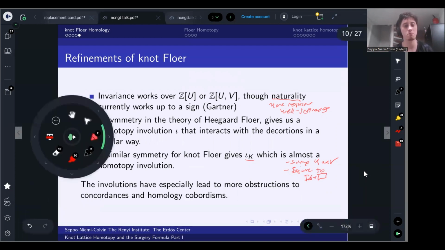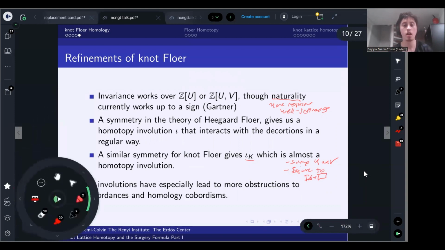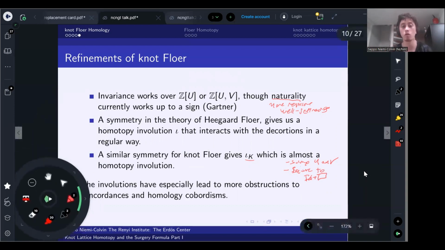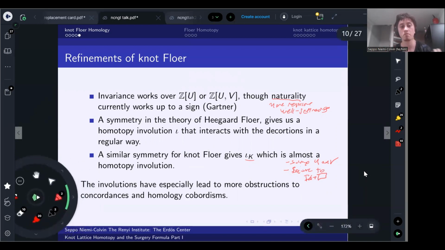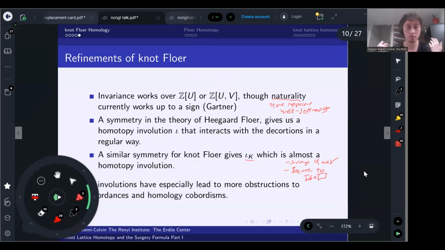These involutions are what I mean when I talk about involutive data. And these involutions have especially led to more obstructions to concordances and homology cobordisms. For example, it's with the three-manifold involution that we were able to show that the homology cobordism group, integer homology three-spheres modulo homology cobordisms that look like cylinders under homology, with the operation connected sum, has a Z-infinity summand.